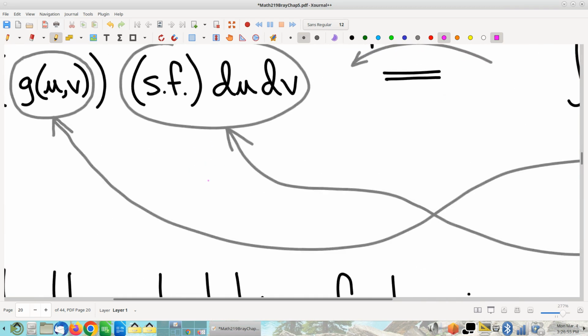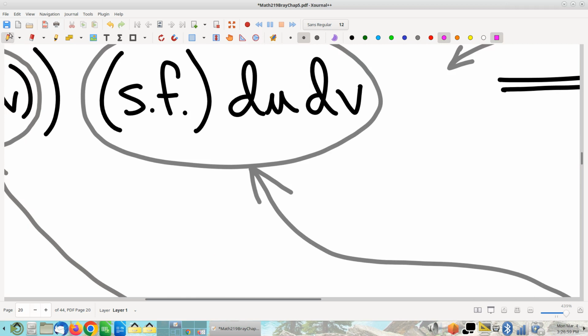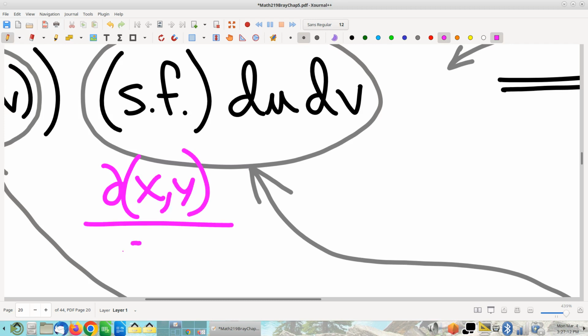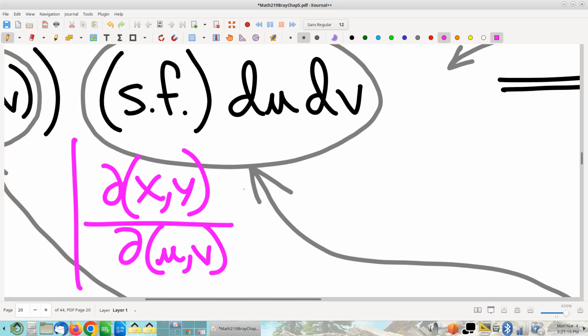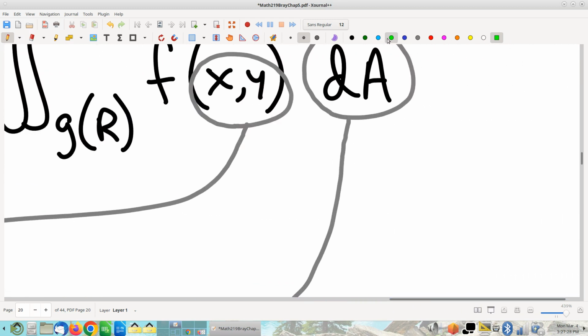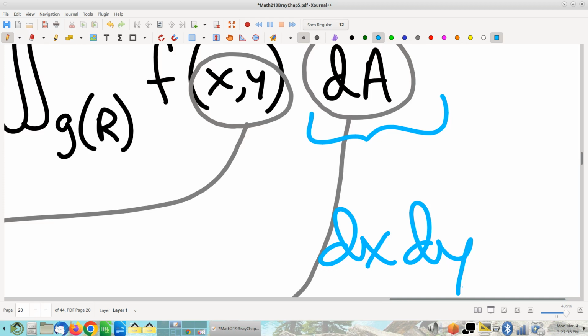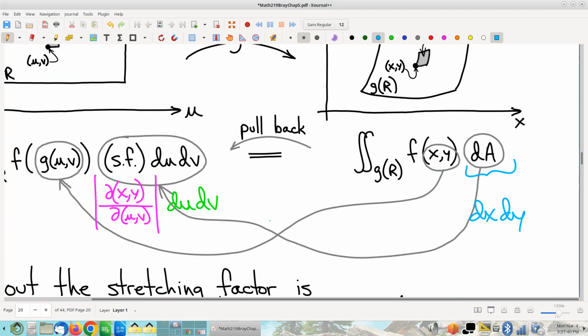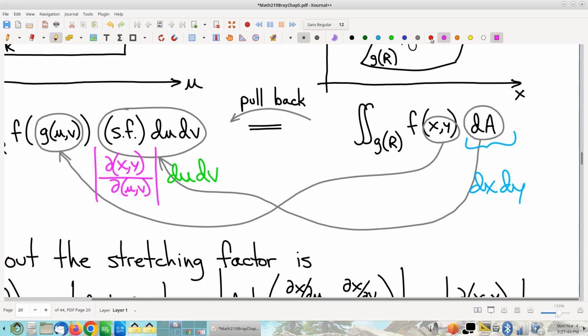As it turns out, if I use this notation for this stretching factor, I'm going to write this as, you know what, too small. Let me make this a little bigger. Partial xy, partial uv. Don't forget your absolute values. And I'm multiplying that times du dv. And let's not forget that the whole purpose is to help me understand this integral, which is an integral in the xy plane. And so I can think of that as representing dx dy. And with that noted, check it out. It's almost as if that and that cancel. Kinda. It certainly kind of looks that way anyway, right?